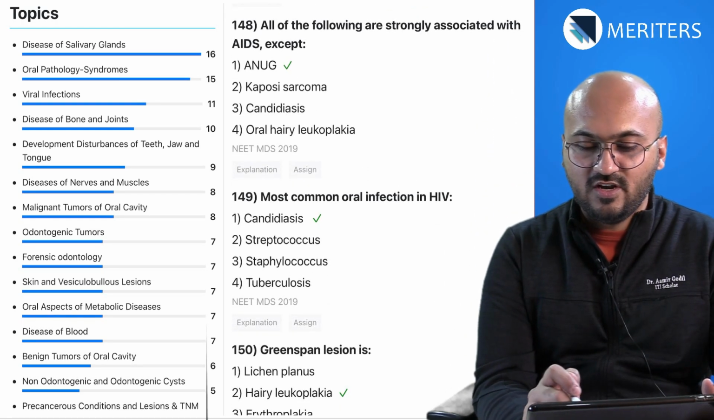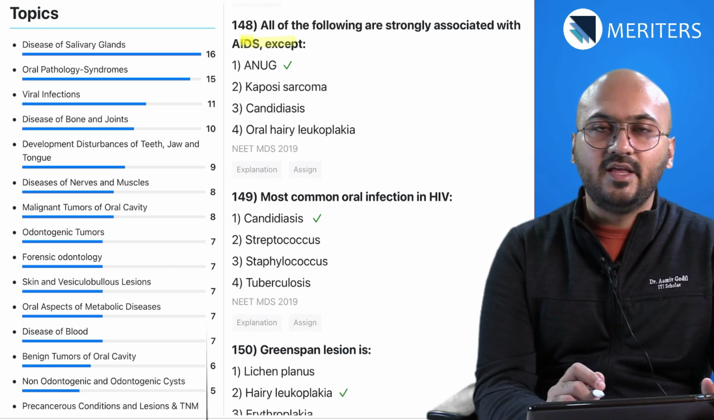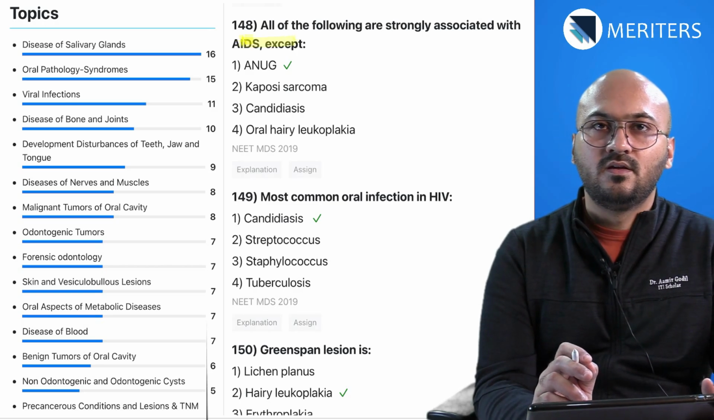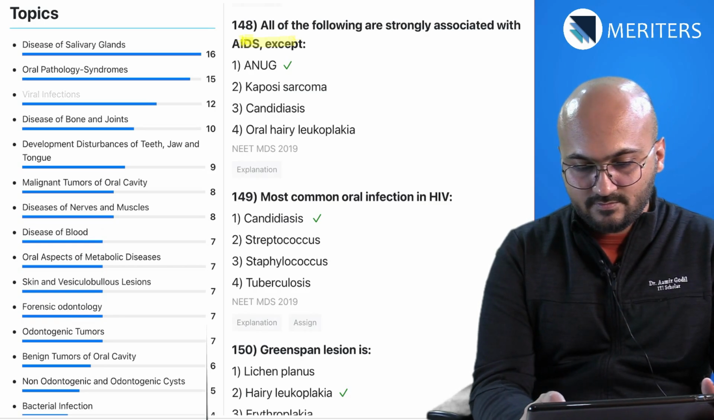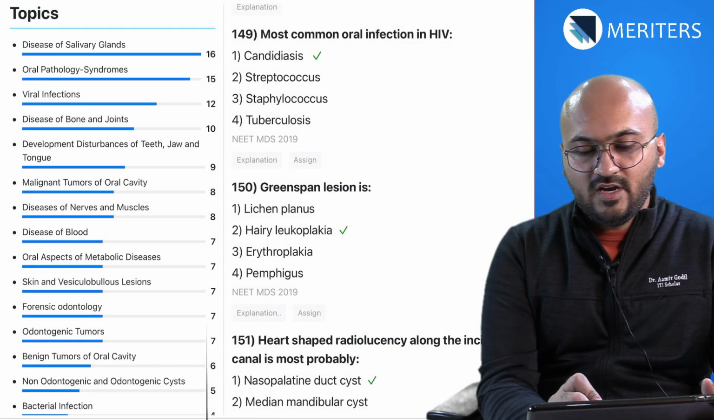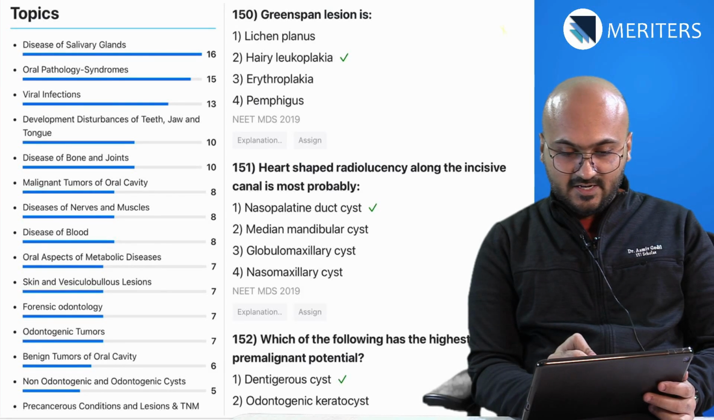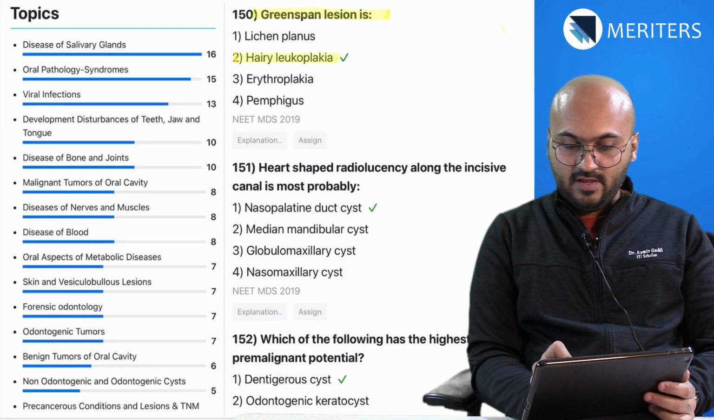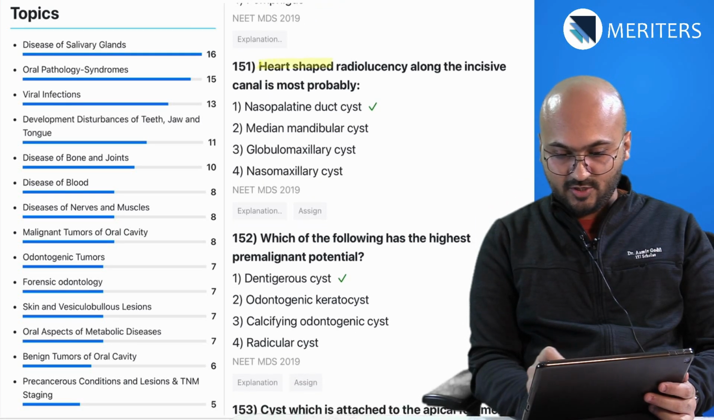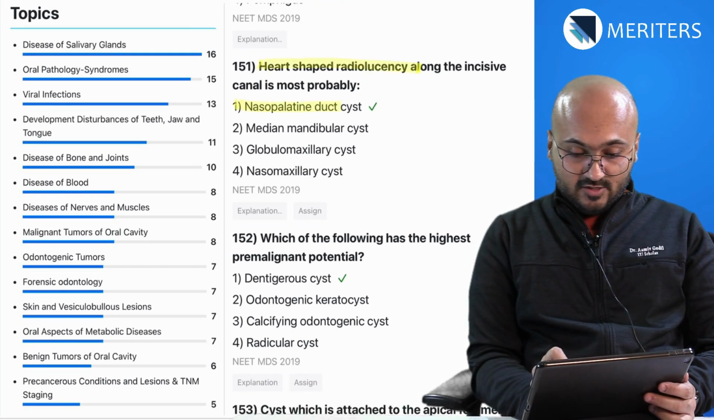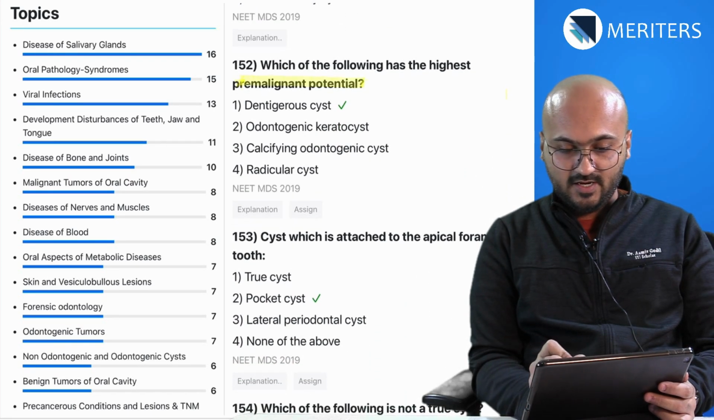All of the following are strongly associated with AIDS except. AIDS is important, in any case with perio, medicine, pathology, microbiology, opath. Common oral infection in AIDS is candidiasis, no doubt. The next is Greenspan lesion, which is again hairy leukoplakia. So that's disturbance of teeth, jaw, tongue. Heart-shaped radiolucency, very commonly asked. Nasopalatine duct cyst. Okay, which of the following has the highest premalignant potential?